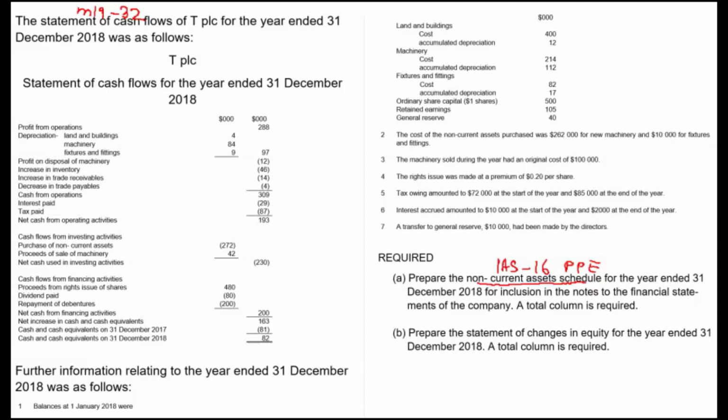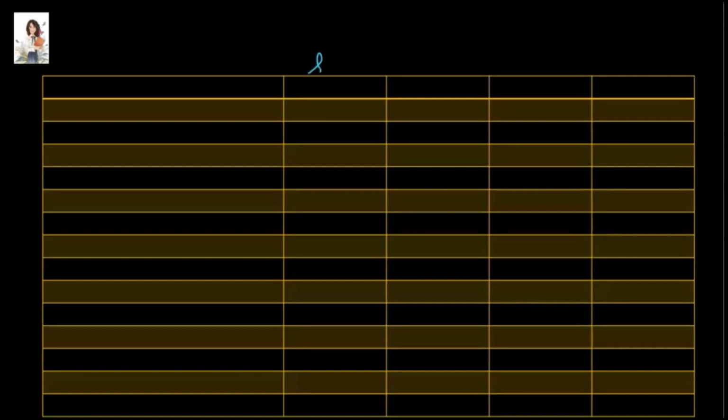You can see that there are three non-current assets: land and buildings, machinery, and fixtures and fittings. Keeping this in mind, we can now prepare the non-current asset schedule format. Let's label our table: Schedule of non-current assets. Please note that abbreviations are not allowed in the Cambridge exams. We have three non-current assets: land and building, machinery, fixtures and fittings, and a total column because the sum asks for it. All figures are in thousands of dollars.